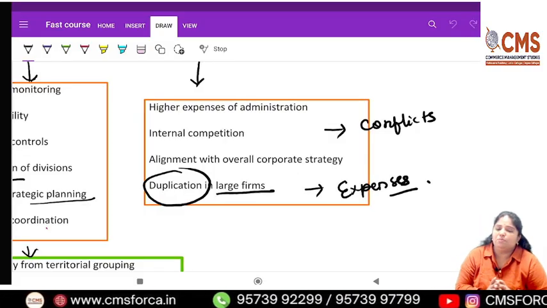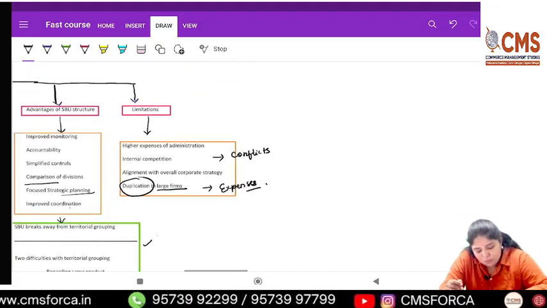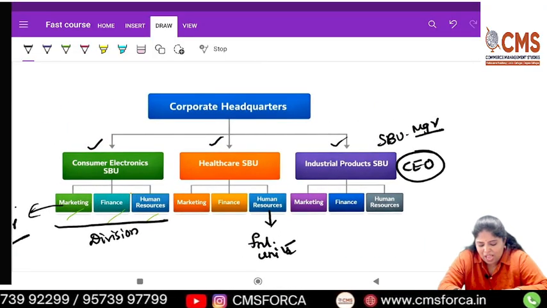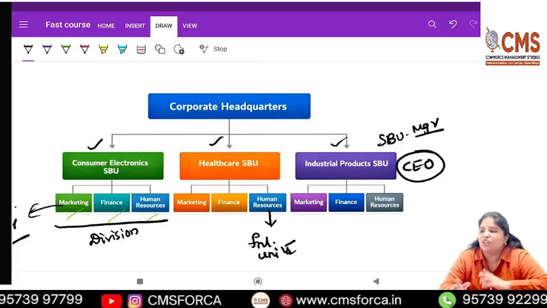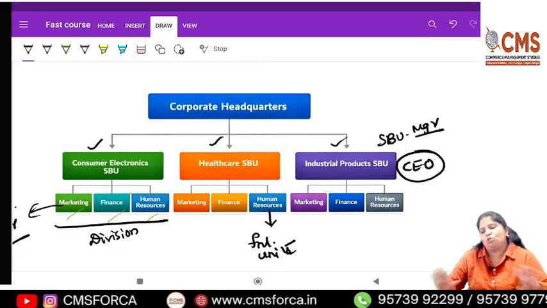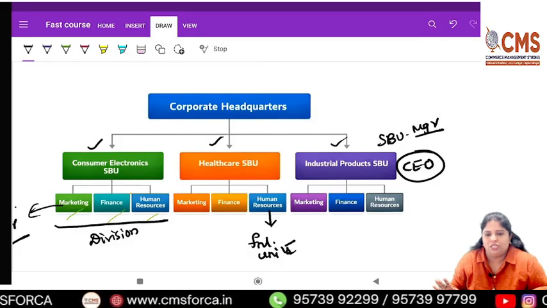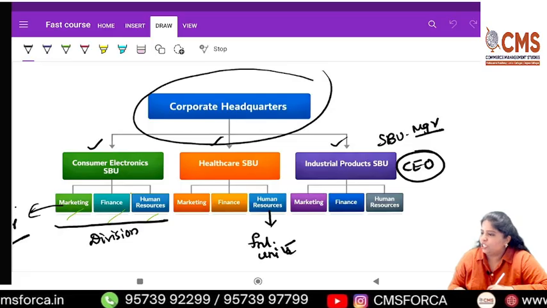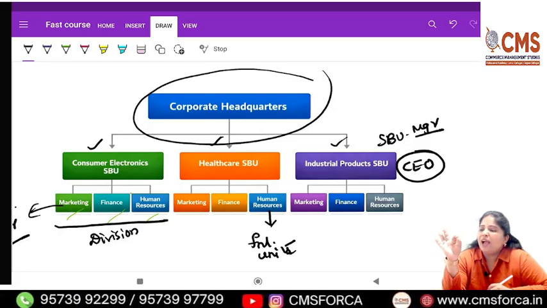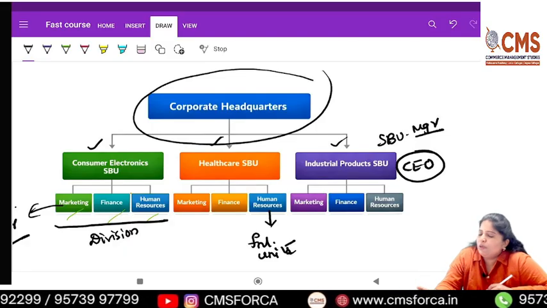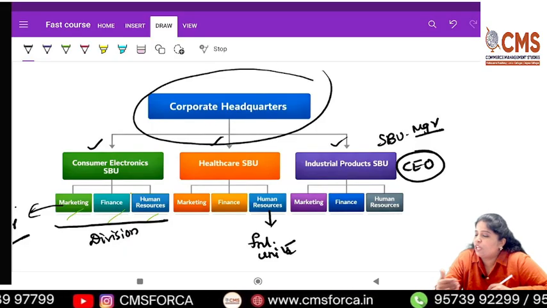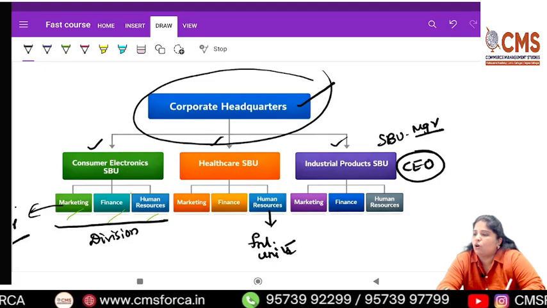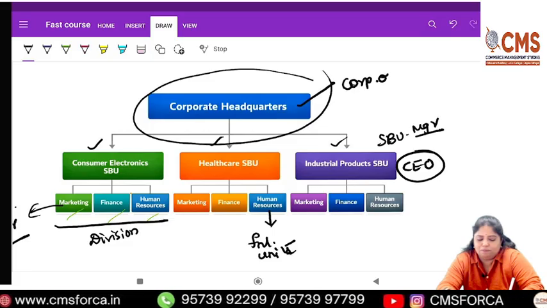Now, as we get back to this picture, we have the consumer electronics SBU, the healthcare SBU, and the industrial products SBU. Each SBU has its own products, its own services, its own divisions. But all the SBUs work under corporate headquarters. Each SBU may have its own strategies, its own plans, its own objectives, its own competitors. That's different. But all SBUs must align with corporate objectives.